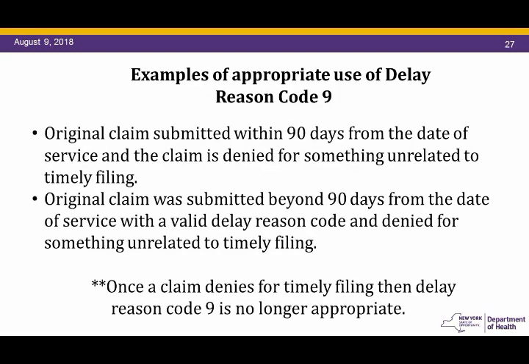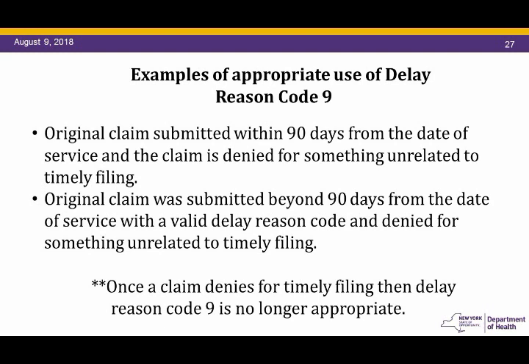Some examples of when you would use delay reason code 9. The original claim was submitted within 90 days from the date of service, and it denied for something unrelated to timely filing. It denied for invalid sex, invalid procedure code. You would rebill your claim within 60 days of notification with delay reason code 9.